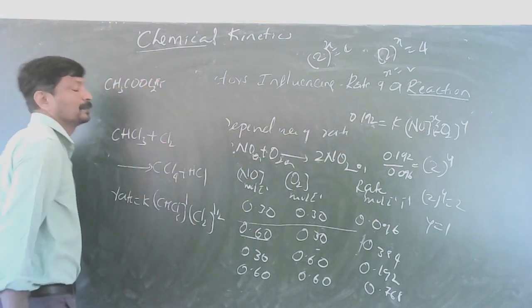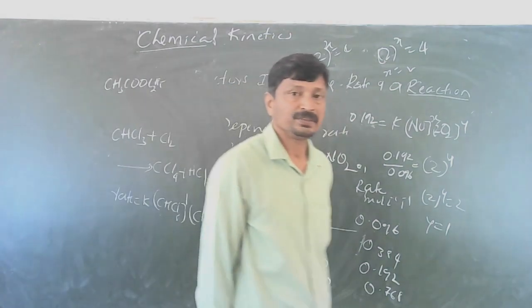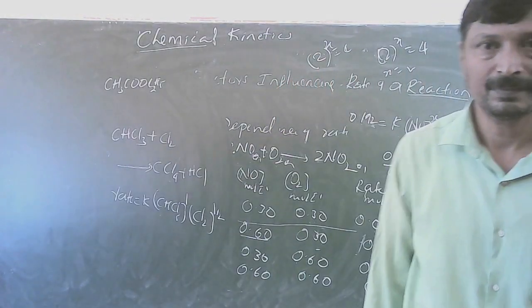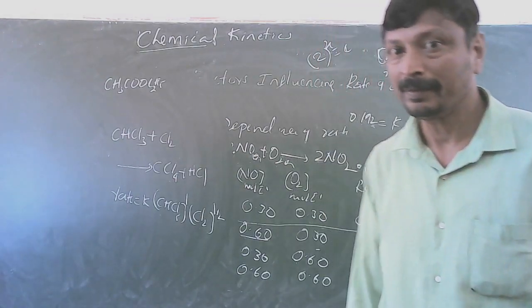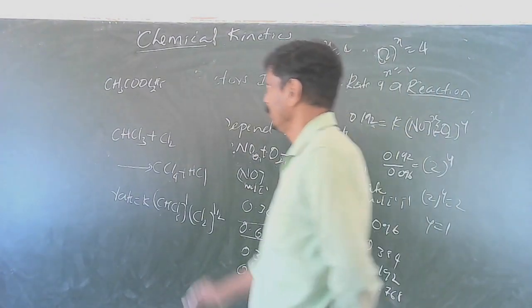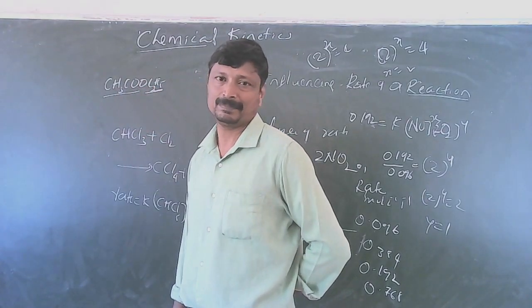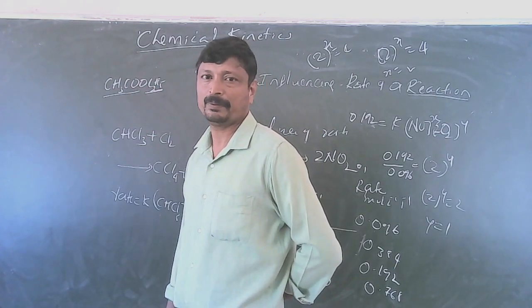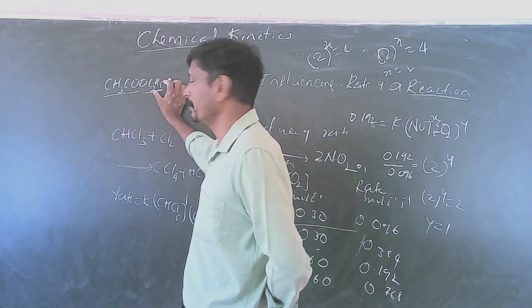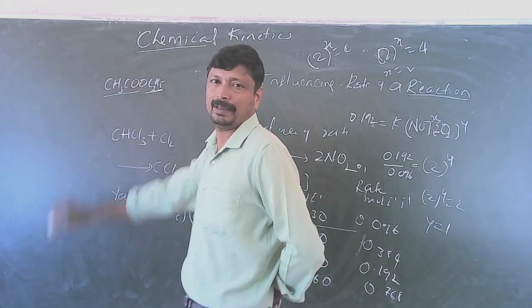C2H5. What is this one? CH3COOC2H5. What class of compound is it? Ester. What is the name? Ethyl acetate. To name it, first you name the alkyl group, and then you name the carboxylic acid.